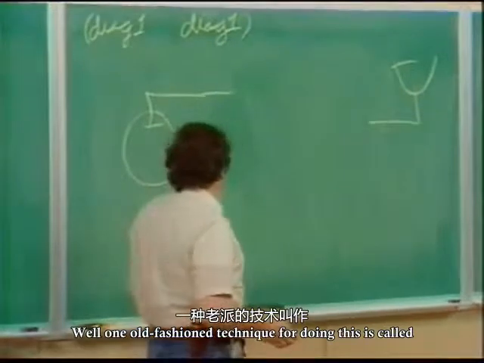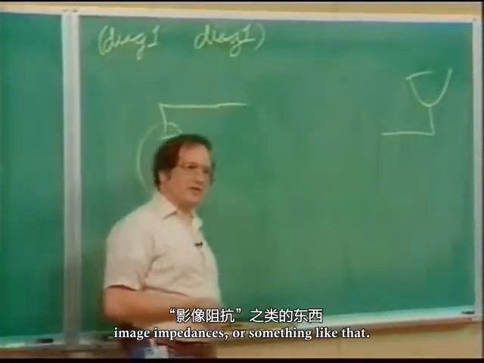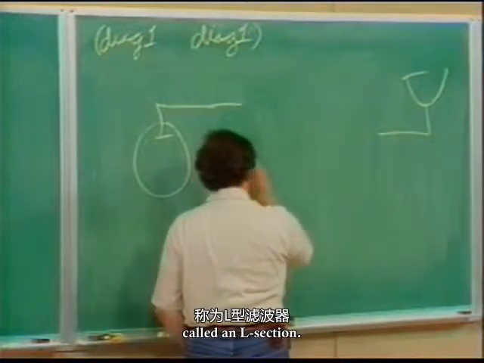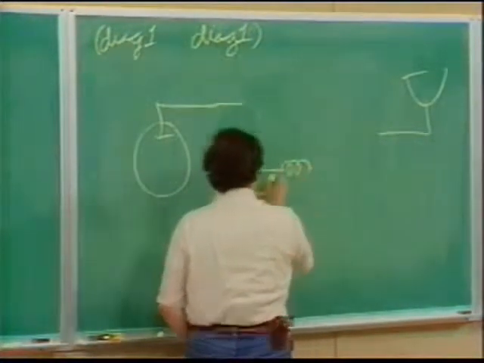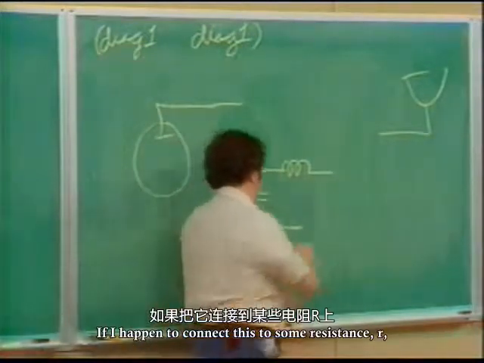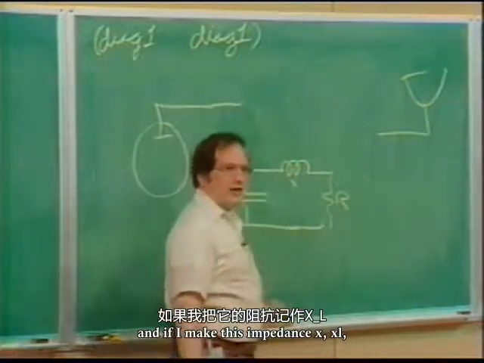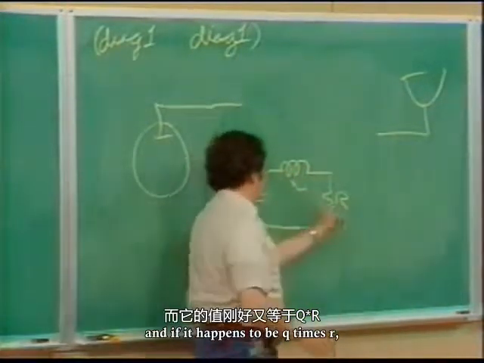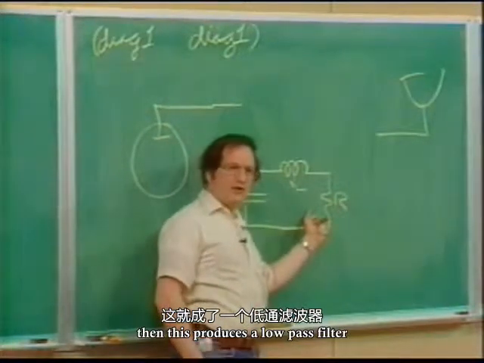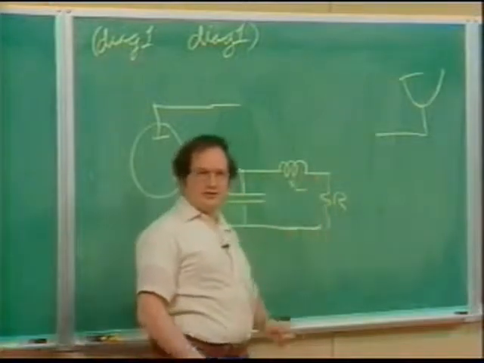Well, one old-fashioned technique for doing this is called image impedances or something like that. What you do is you have a basic module called an L section. Looks like this. If I happen to connect this to some resistance R, and if I make this impedance X, XL, and it happens to be Q times R, then this produces a low-pass filter with a Q squared plus 1 impedance match. Just what I need.